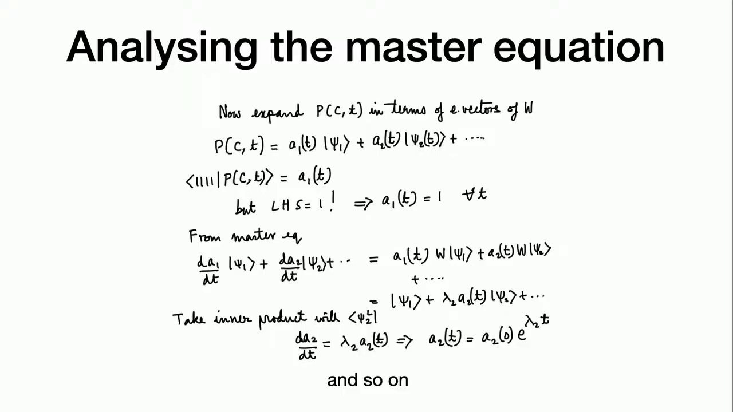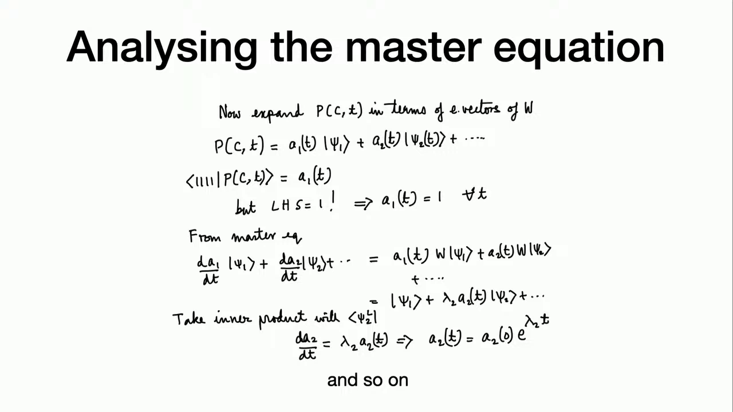Okay. So, now I hope I made sense. Is that okay? Not okay. So, I expand my, this is a column vector P of C1, P of C2, P of C3 like that. I am expanding it in terms of the eigenvectors of the W matrix psi 1, psi 2, psi 3, where psi 1 is the right eigenvector corresponding to the eigenvalue 0.